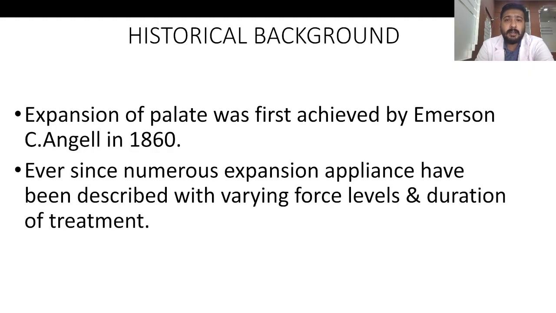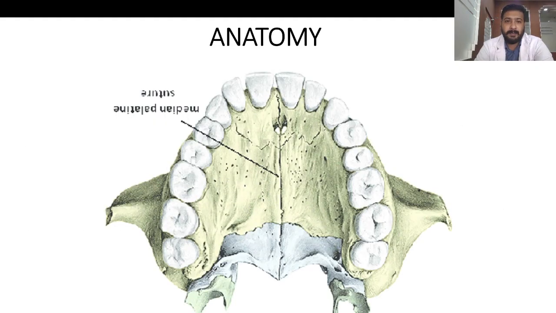So when you look at the historical background, the first expansion appliance was used by Emerson Angle back in the 1860s, and ever since then, more innovations and more work in the area of expansion have been done, and more or less we have multiple appliances in current day orthodontics that can be used for the correction of the maxillary transverse deficiency.